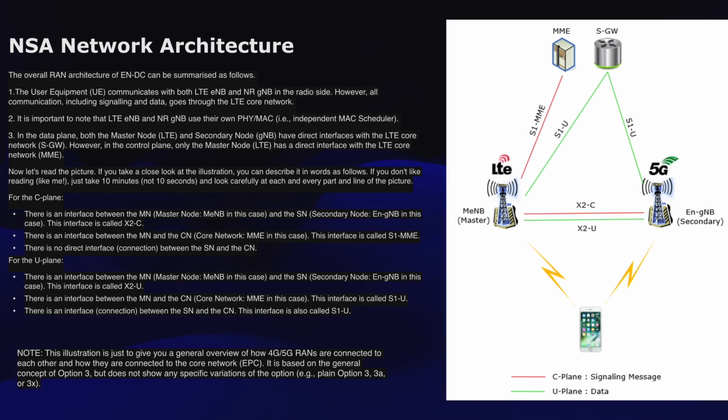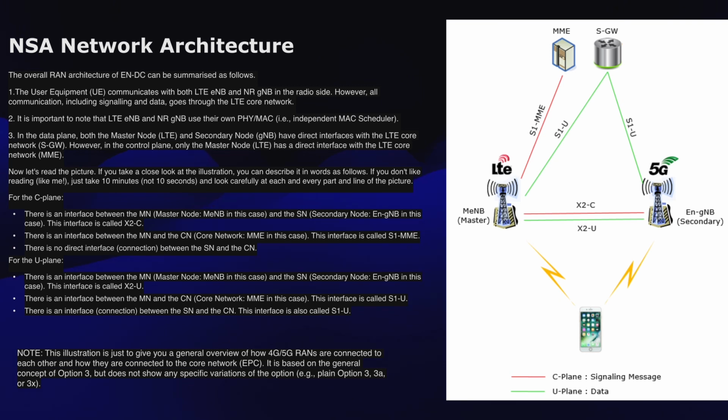For the C plane, there is an interface between the MN, master node, MeNB in this case, and the SN, secondary node, NG-NB in this case. This interface is called X2C. There is an interface between the MN and the CN, core network, MME in this case. This interface is called S1-MME. There is no direct interface connection between the SN and the CN.